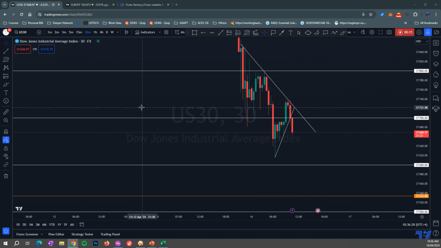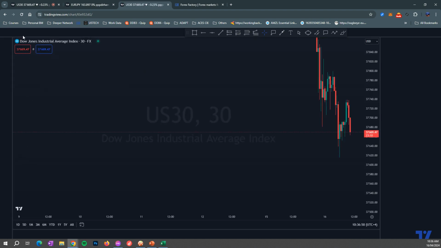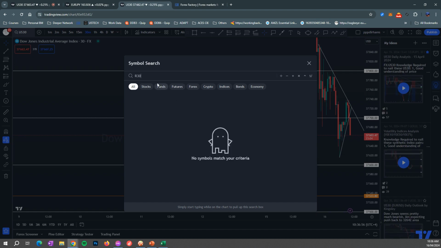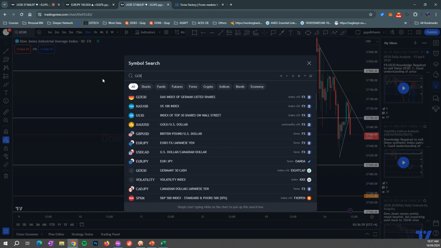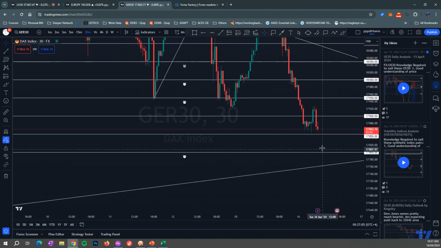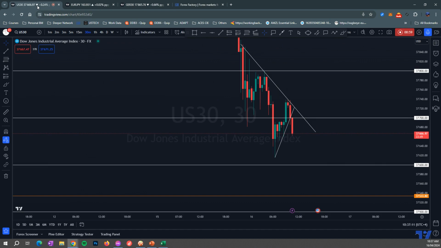Today, we are going to take a holistic look at US30 and EJ to just see what they may be doing for the rest of the day, as well as, if possible, we're going to also take a very brief look at German Index 30, just to see what today is going to be like for German index as well. So let me start with US30.